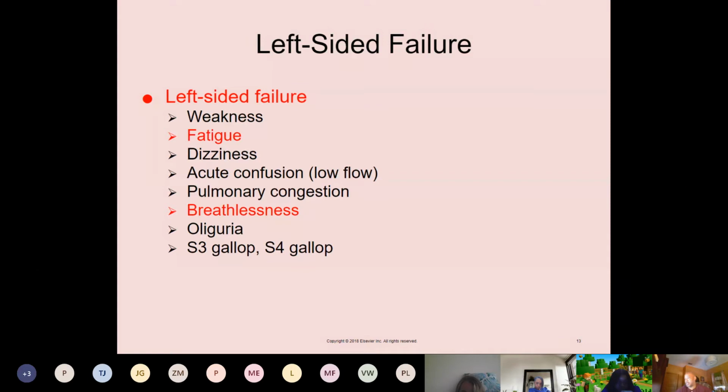We talked about S3, S4 heart sounds. You also want to auscultate their breath sounds. You will hear crackles, sometimes you hear wheezes, but crackles is more prominent. This is produced by the intra-alveolar fluids that fill the lungs. You'll first notice it in the bases of the lungs. And as the condition worsens, it begins to spread to the other portions or other lobes of the lungs as well.